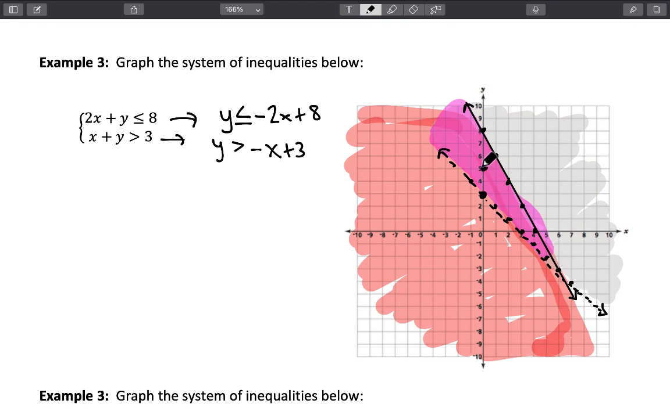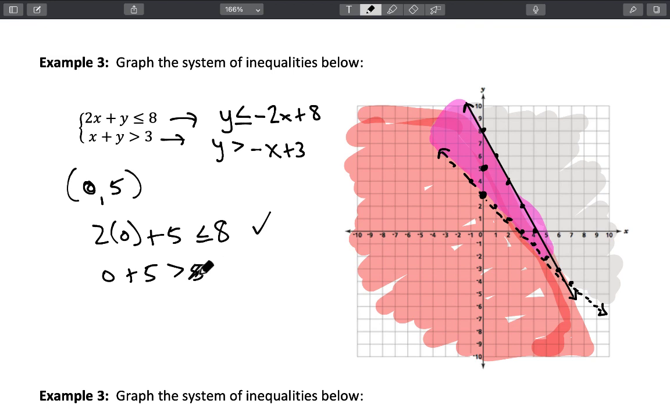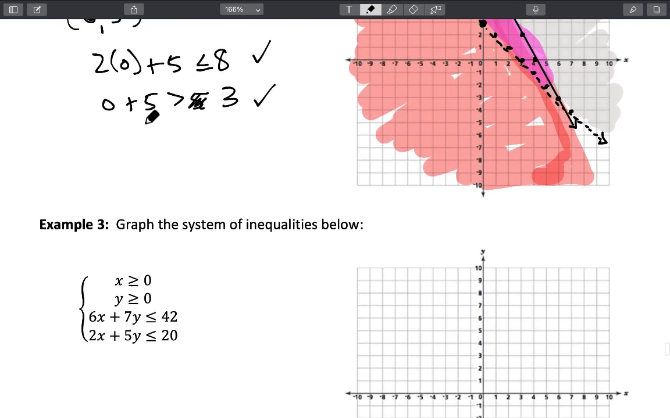So I could take the point (0, 5). (0, 5) should be a solution to both these equations. Let's test it out and see. If I put 0 in for x, that will give me 2 times 0 plus 5. That's less than or equal to 8. Yes, that's true. Our next one then would be 0 plus 5 is greater than 3. Whoops, greater than 3. And that's true as well. So you can see it's this purple shading here that contains the overlap of the gray and the red. And that's going to be the solution to this system of inequalities.